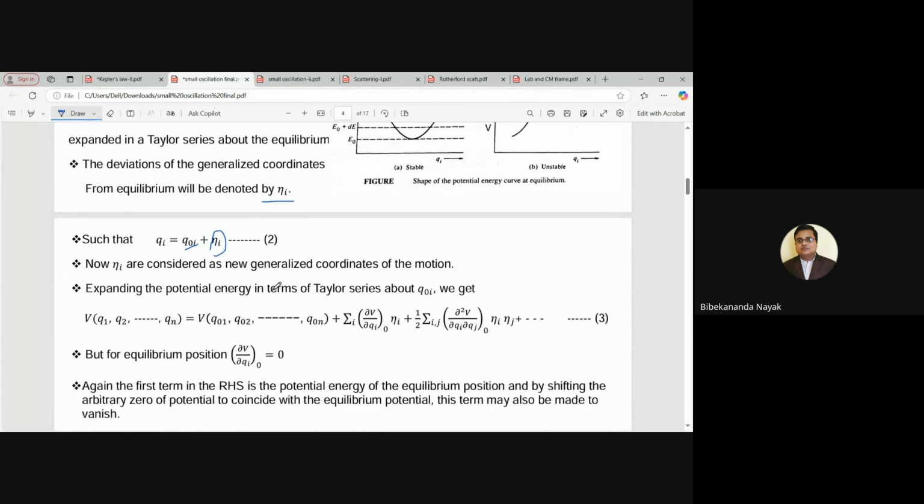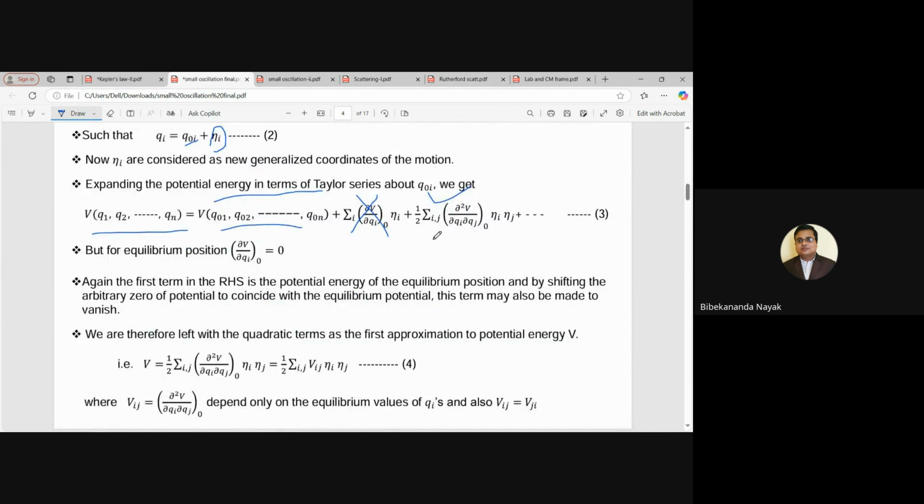So again, expanding potential energy in terms of a Taylor series, any potential energy can be expanded around the equilibrium point. This plus del V by del q_i times eta_i, then del square V by del q_i del q_j, the Taylor series expansion. I neglect the higher terms, but at the equilibrium position this quantity, del V by del q_i, the force, is 0. So we have this term plus this term, neglecting the higher terms. We have just a quadratic term.